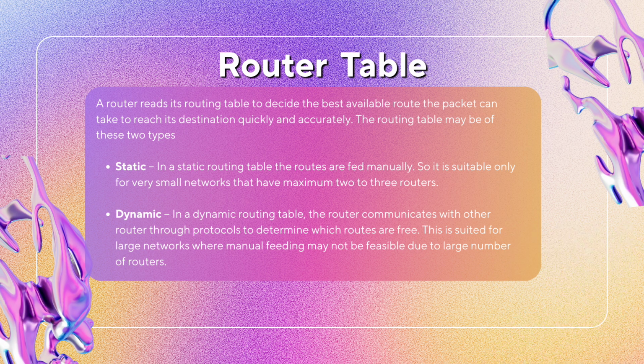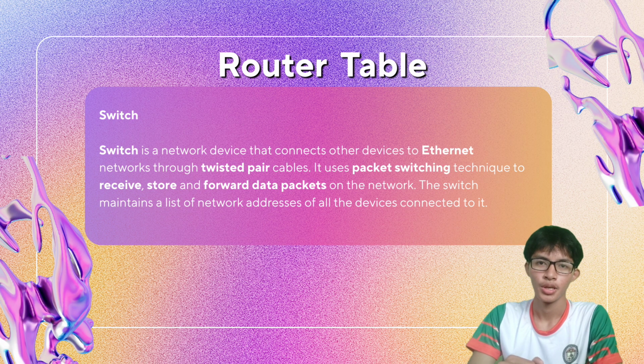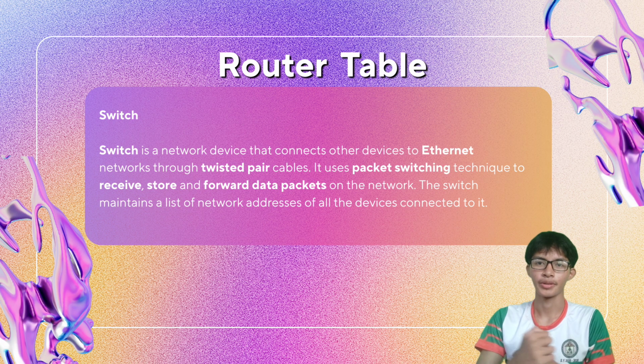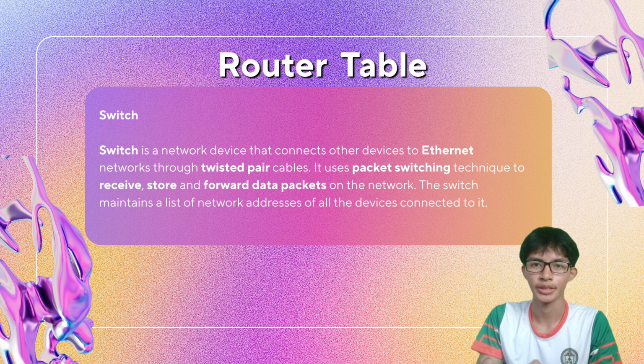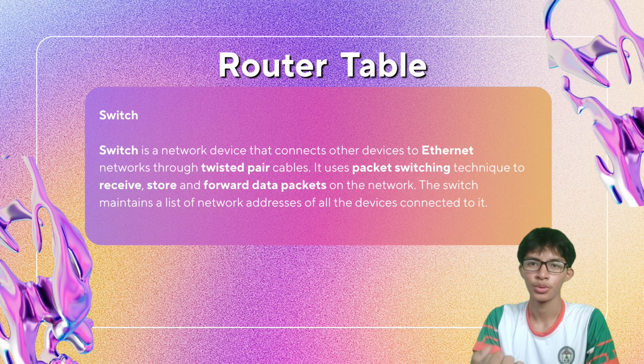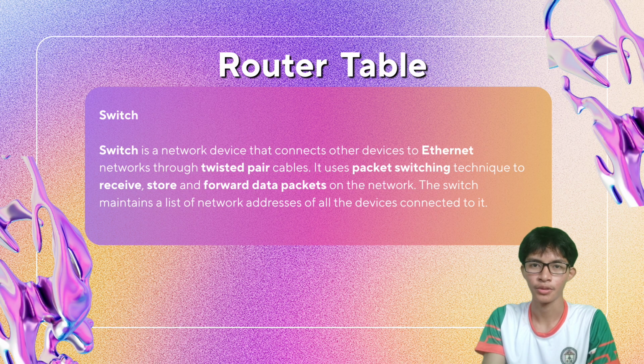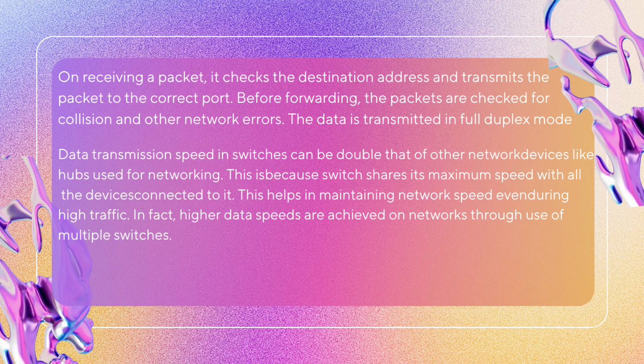Switch. A switch is a network device that connects other devices to Ethernet networks through twisted pair cables. It uses packet switching techniques to receive, store, and forward data packets on the network. The switch maintains a list of network addresses of all the devices connected to it.